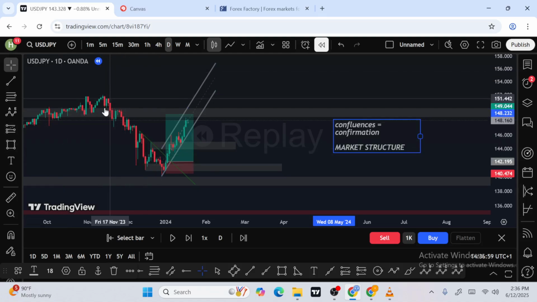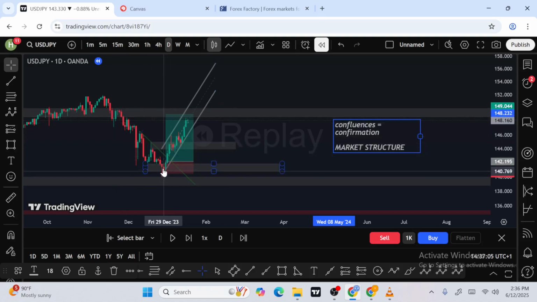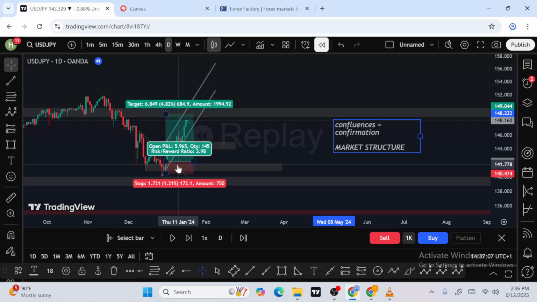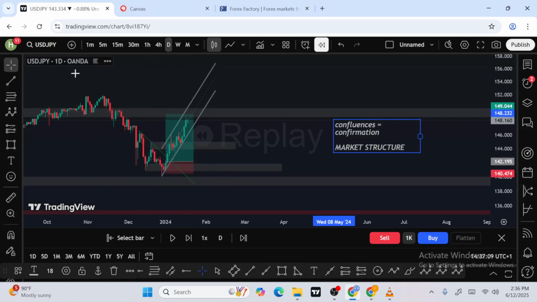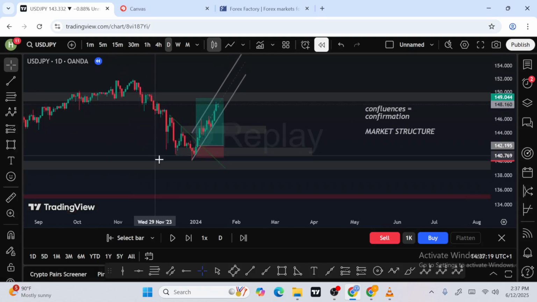Now, the market structure will let you know your failed swing, your loss of momentum, your divergence, for you to now know a point at which there's going to be a possible reversal. Do you get it now? Because the market has gotten to a support level.